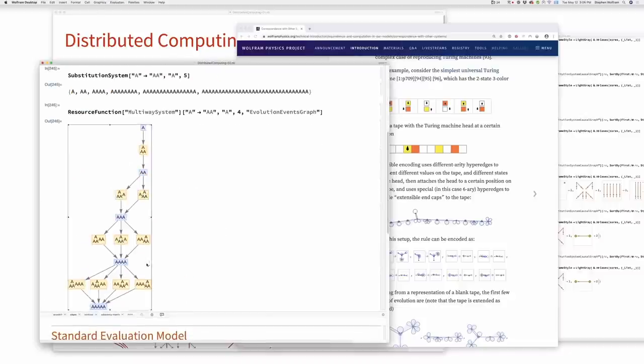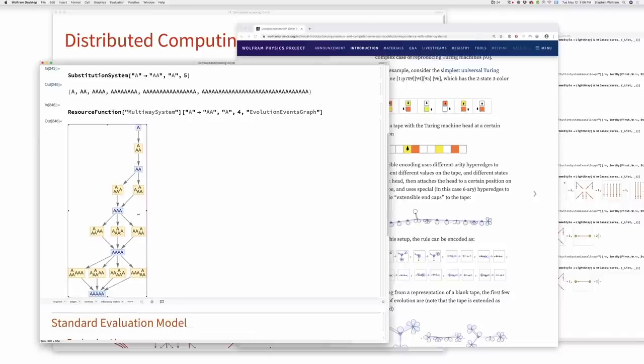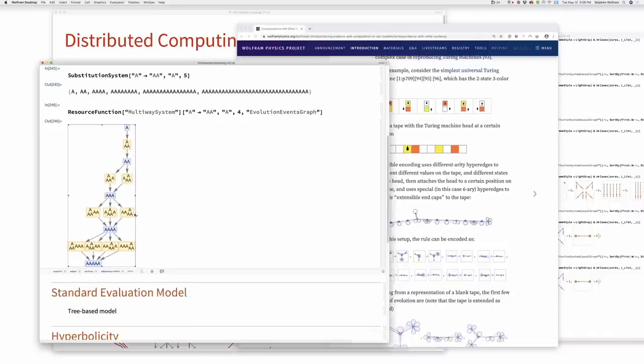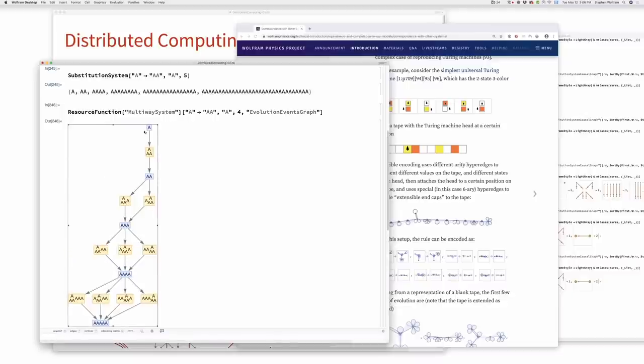Okay, so this one is a multi-way graph, which in this particular case isn't that exciting. I think it's basically equivalent. This is showing the initial condition state. This is showing its rewrite. That's showing its event going to another state. This state has two events, non-overlapping, that are rewriting the first A and rewriting the second A. This one has three events and so on.